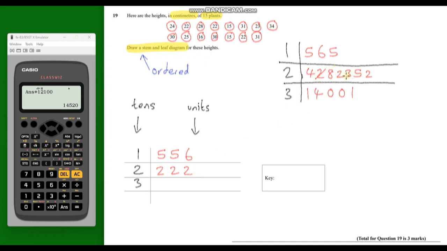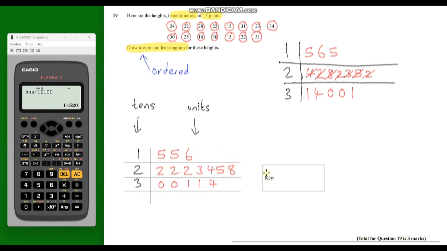So let me just cross those off. 2, 2, 2. And then we've got a 3. And then we've got a 4. And then we've got a 5. And finally we've got an 8. So that's now in order. And now the final one, I can do 0, 0, 1, 1, 4. So now it's nicely ordered.